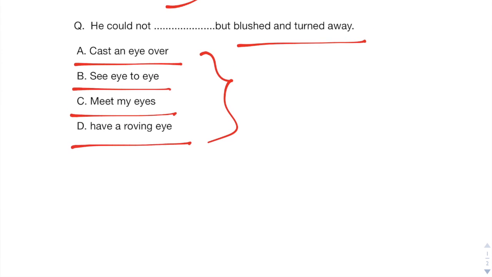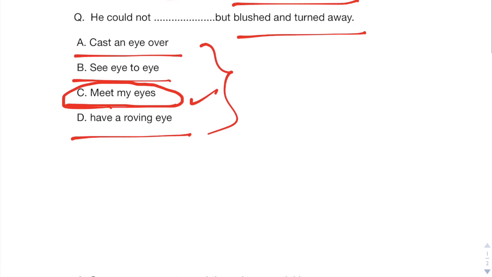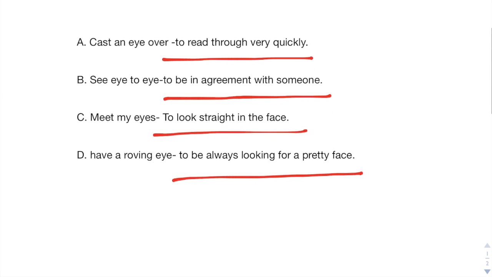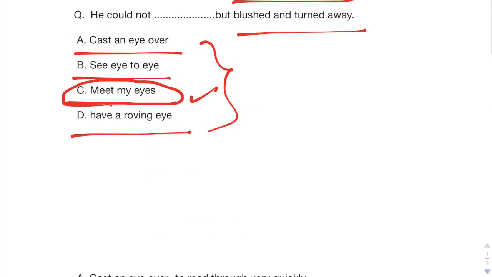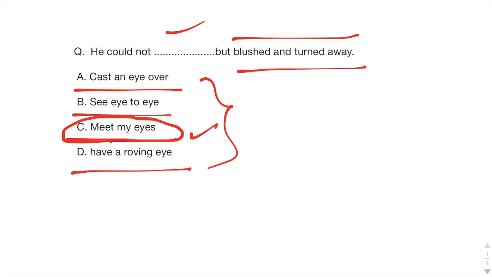Meet my eyes. Yes, this could be the answer. He could not meet my eyes. Yes, wo nazar nahi mila paya. But he did something, blushed and turned away. Let us also see the fourth option. Have a roving eye. He could not have a roving eye, but blushed and turned away. Have a roving eye means to be always looking for a pretty face. So the question does not imply that he was looking for a pretty face. Yes, the question demands an option which was like nazar nahi mila pana. So option C fits the question, and hence it will be your answer. Thank you, happy learning, and bye for now.